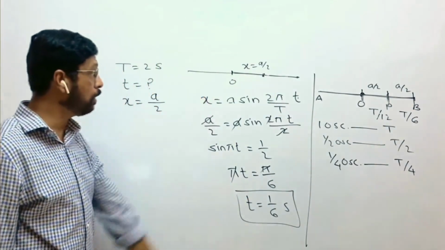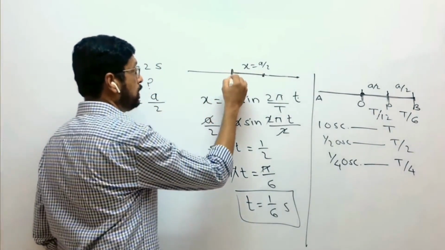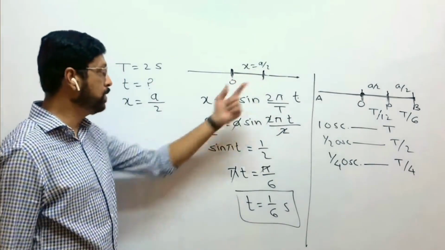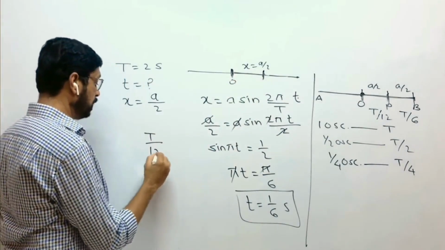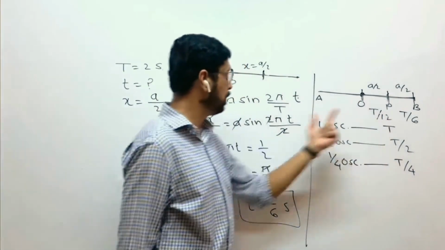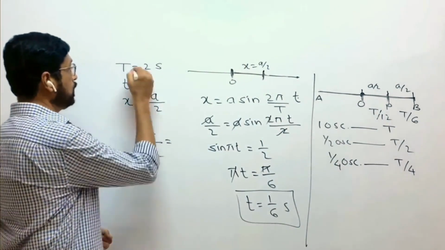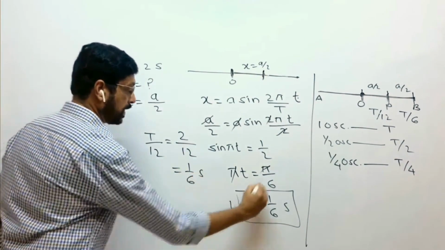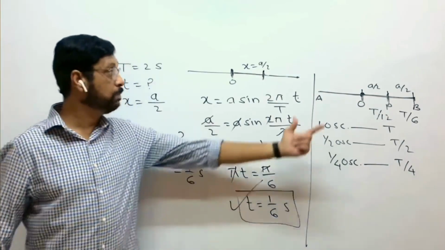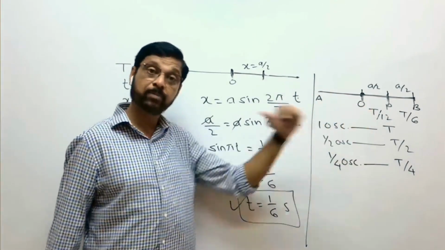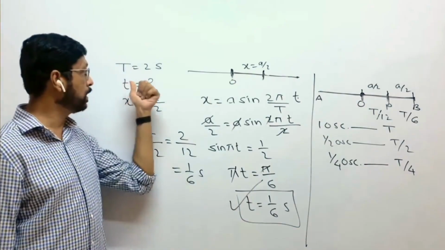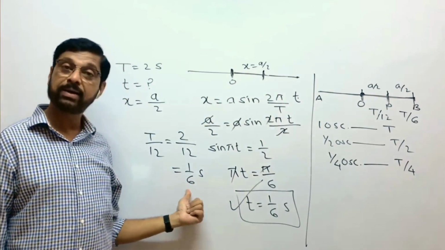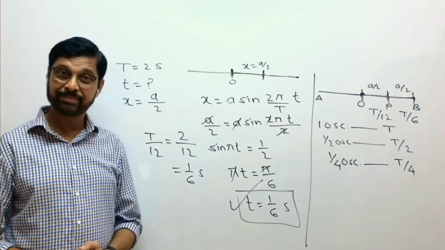Now coming back to our question, the particle is moving from mean to mid. So from mean to mid, what time will be taken? T by 12. That is equal to, T is given to be 2 by 12, that is 1 by 6 seconds. So remembering this, you can directly find that the time taken from mean to x equal to a by 2 is 1 by 6 seconds. Clear?